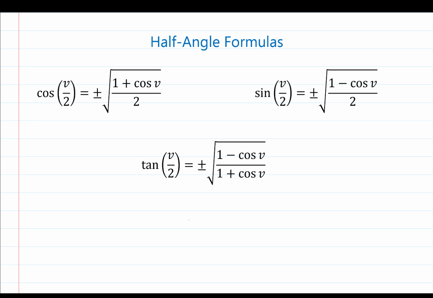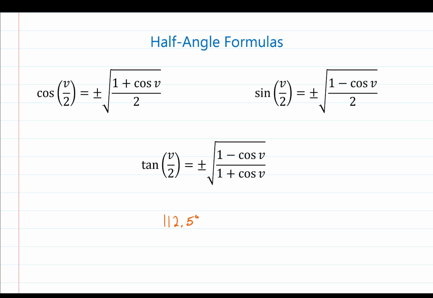So we have three formulas that we can use in order to evaluate trigonometric functions for angles that are not necessarily on the unit circle. An example of this would be 112.5 degrees. So we can see that 112.5 degrees is not an angle on the unit circle. So evaluating cosine, sine, and tangent and finding an exact value for this trigonometric function is not really possible.